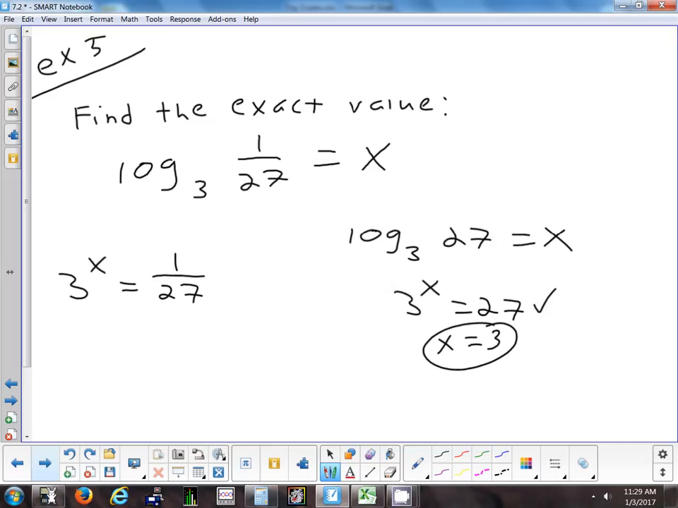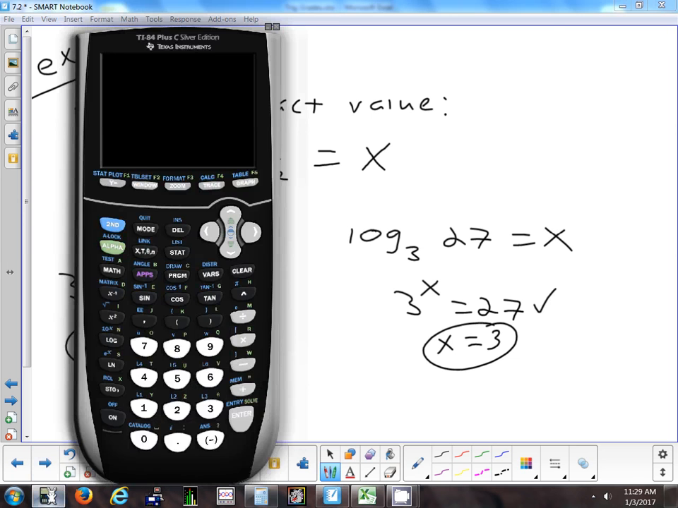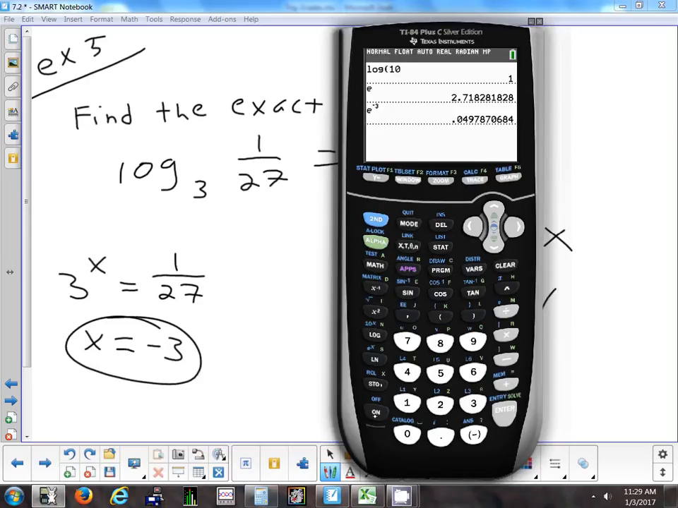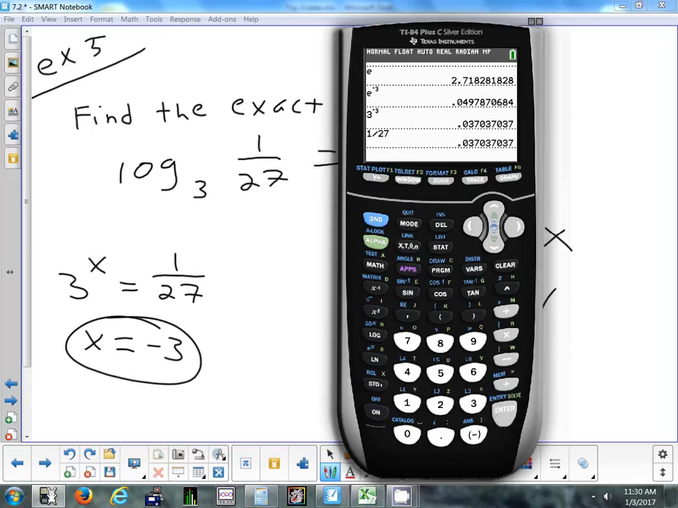Yeah? A negative. So what would be the answer here? Negative 3. Okay, so if you want to get something that's a fraction, your answer needs to be a negative. And what's nice about a logarithm is you could check it. Let's type in 3 to the negative 3, see what we get. I get that number. Let's type in 1 over 27 and see if they come out equal. Yeah, they do. So negative 3 is the correct answer.